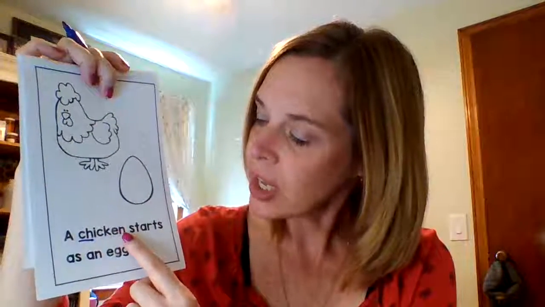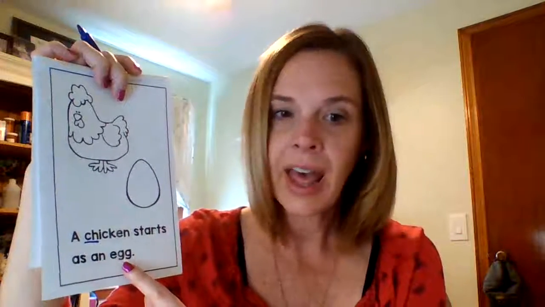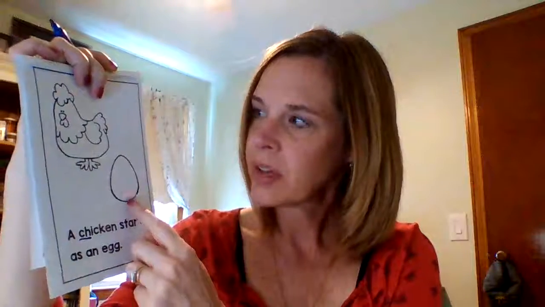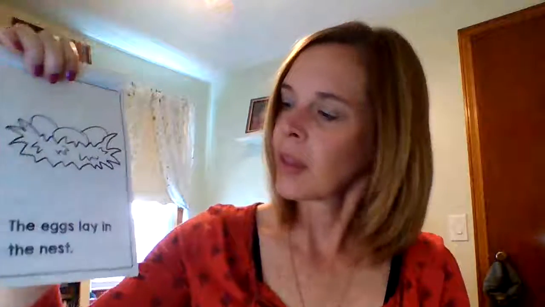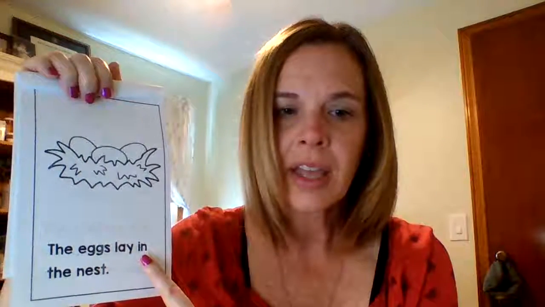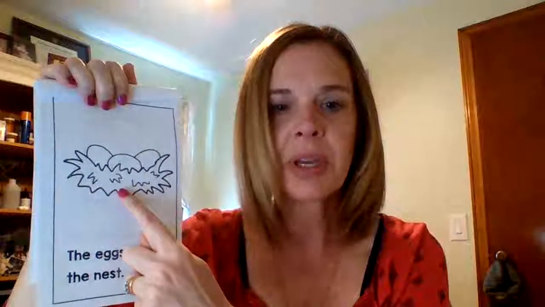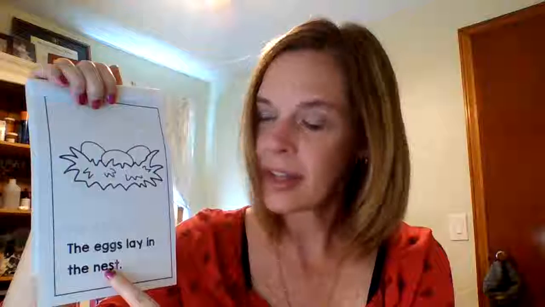A chicken starts as an egg. So there's the egg and the chicken. And chicken eggs can be lots of different colors. I've seen brown ones and white ones. I've seen some that are a little bit speckled. The eggs lay in the nest. So my picture helped me with this word, nest.